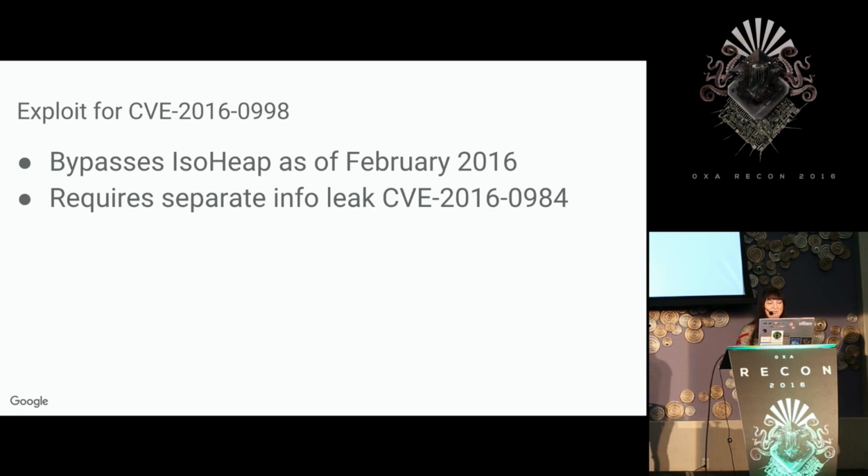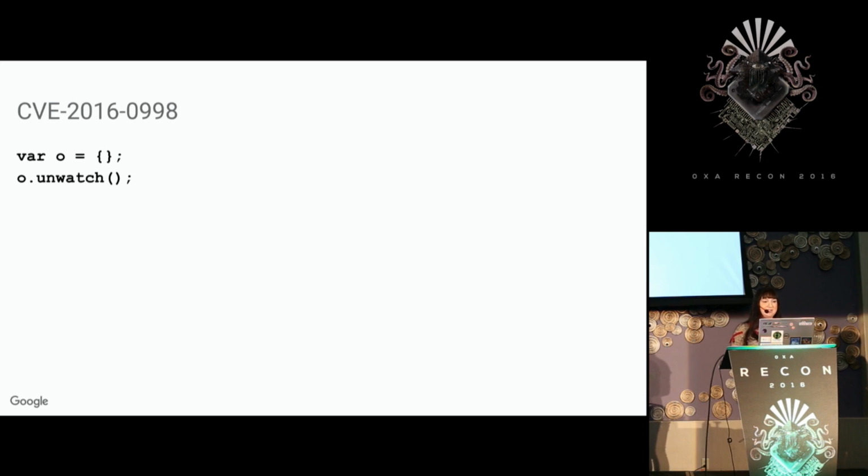So I'll share with you an exploit I wrote for a bug I found in February, and it bypasses the ISO heap iteration 1, but not iteration 2, because the bug closed before then, and it requires a separate info leak. So this is a bug that Matthias and I found through fuzzing. And, you know, look at this proof of concept. I bet you guys all can totally see what's wrong here.